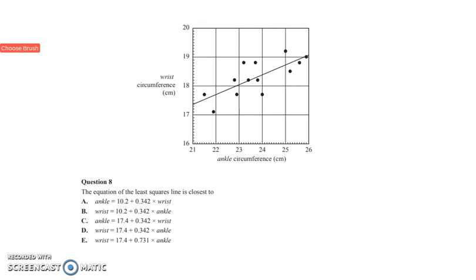Good morning. This is a question from the 2017 Exam 1 multiple choice exam, and it is from the core section. In this question, we have been given a scatter plot with a least squares regression line. We've been given the names of the variables on the axes, and the question is asking what the equation of the least squares regression line is closest to.